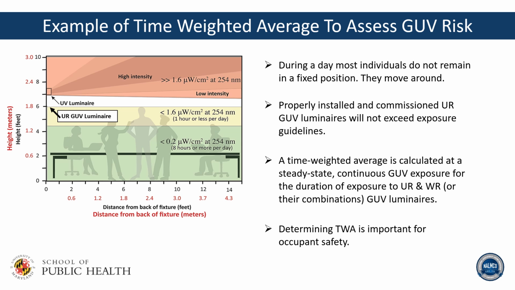A time-weighted average is calculated at a steady state, continuous GUV exposure for the duration of the exposure to upper room and whole room, or their combinations. So determining a time-weighted average is important for occupant safety because that really will help us understand if a person may become overexposed in an 8-hour workday.